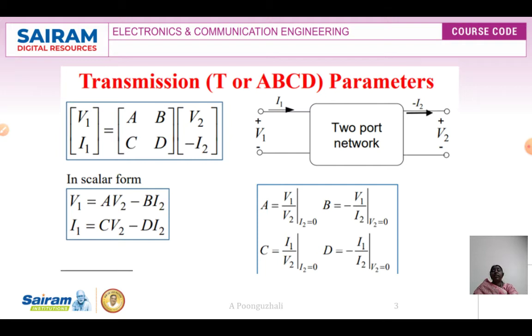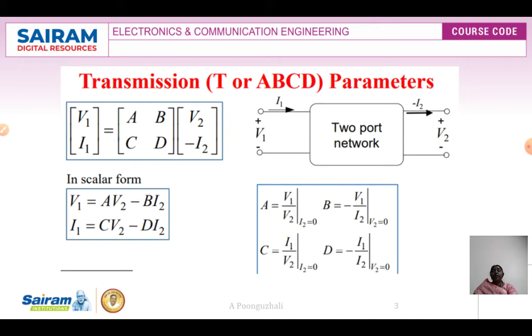Next, for finding C, you make I2 0. I2 equal to 0 means open circuit. So C is equal to I1 by V2 at I2 equal to 0. It is I by V, which is admittance, reverse input by output. So it is the open circuit reverse transfer admittance.